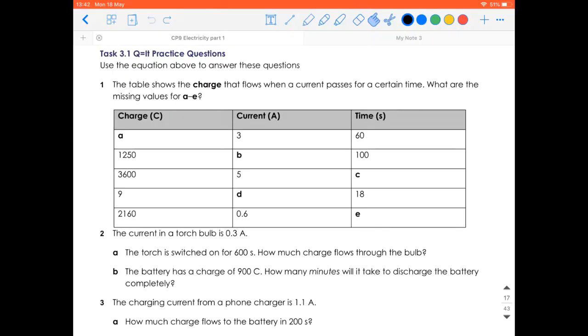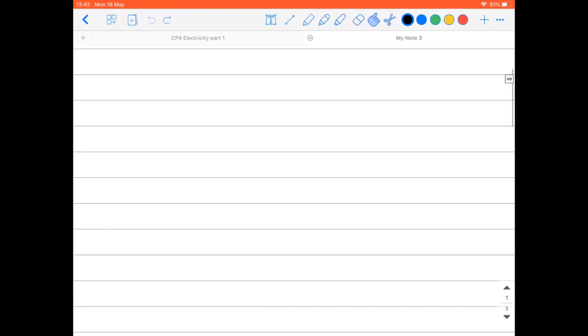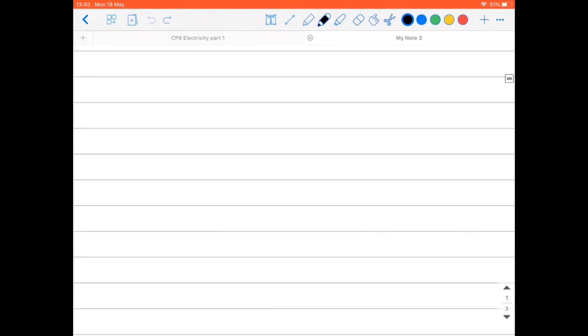So here is task 3.1, and it starts with a table with 5 missing values, A, B, C, D and E, and I'll run through the first 3 of those and then leave you to get on with it yourselves. So number 1 asks you to find these values, so let's move across so I can write. Now my handwriting is bad at the best of times, and using this tablet it is even worse, so hopefully you can see what I'm doing.